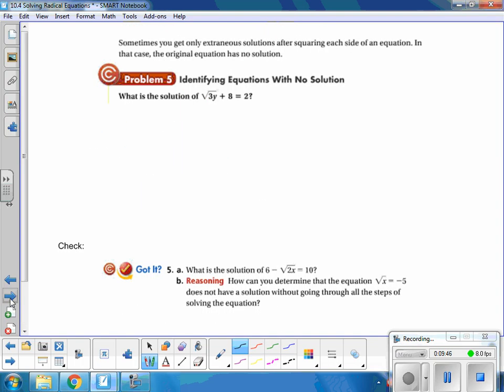Sometimes you get only extraneous solutions after squaring each side of the equation. In this case, the original equation ends up with no solution. So sometimes, again, you end up with no solution at all. And that's why we check it.